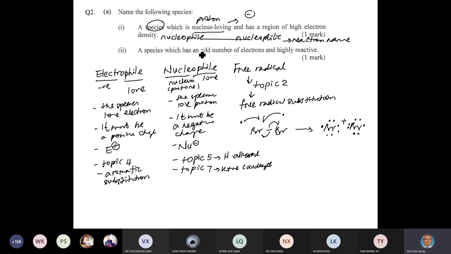A species which has an odd number of electrons is highly reactive. Refer to what? Refer to this one, free radical. Okay, do you have any problem so far?